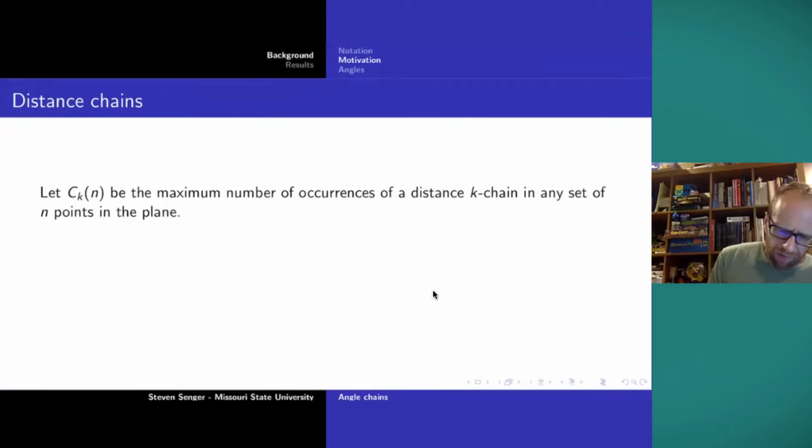I'm just going to, for now, let c sub k of n denote the maximum number of occurrences of a distance k chain in any set of n points in the plane. And so this is just generalizing that u2. If u2 was the number of pairs of points, that is, the number of times the unit distance can occur, then this is like c1. So this is the number of times that a single distance can be determined.